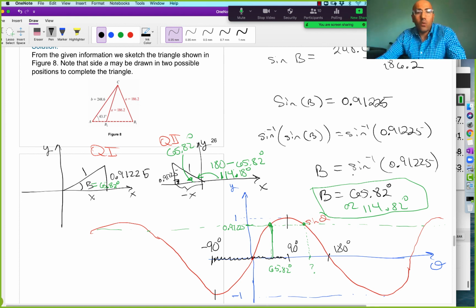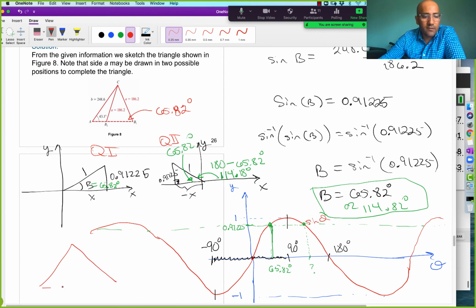Okay, so then we have to work under both possibilities. One possibility is that the angle is 65.82 degrees, and that results in this larger triangle. So one option is that this angle right out here is 65.82 degrees, and that gives you this big triangle. And then you proceed forward from that.